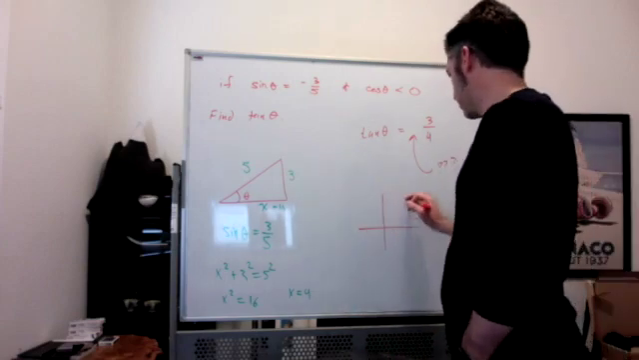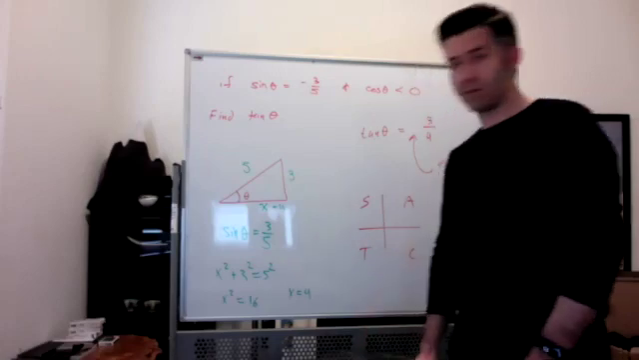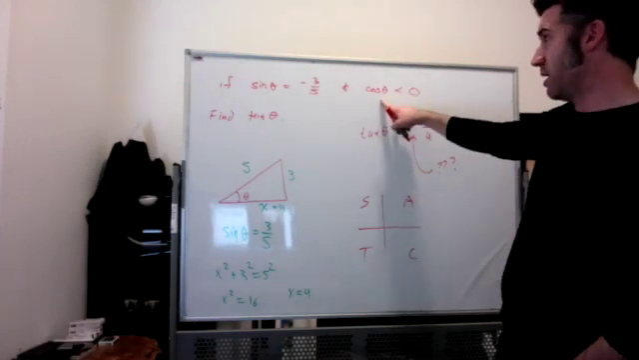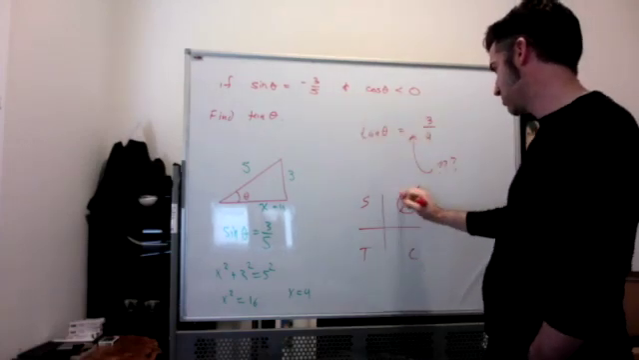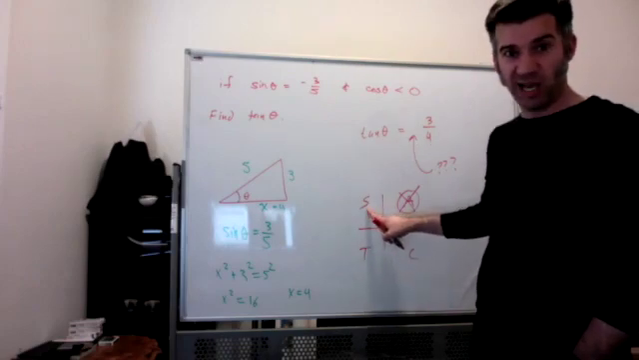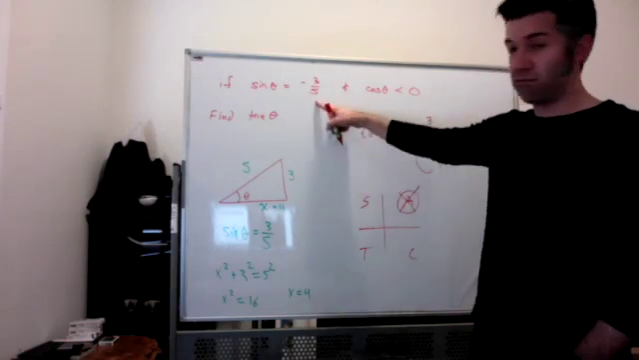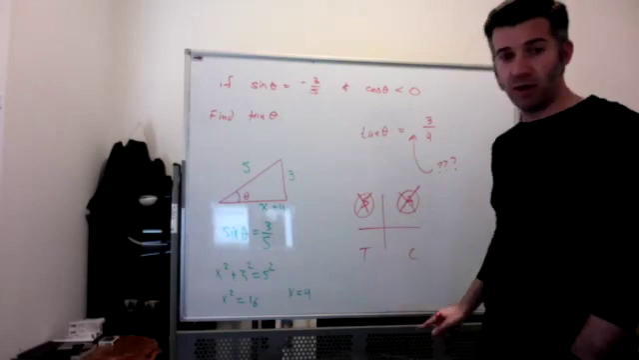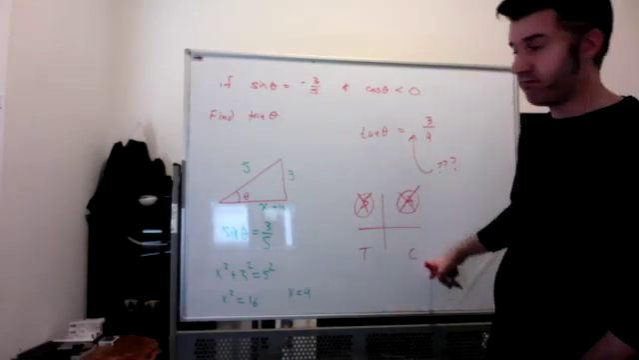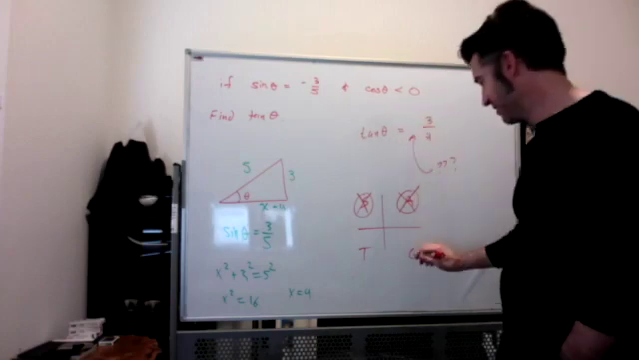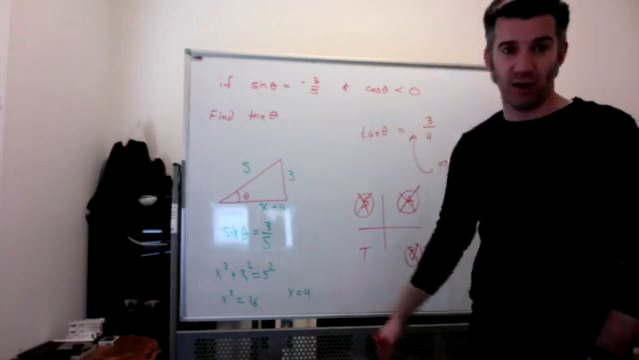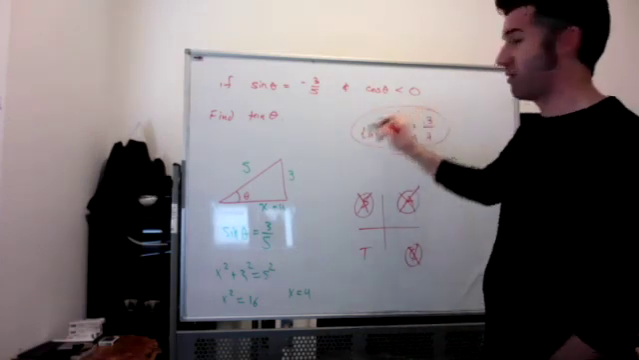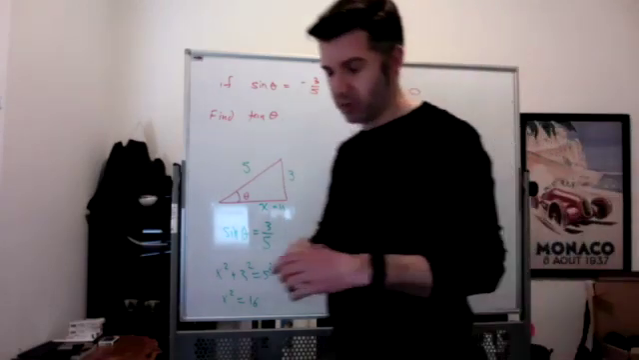So let me ask you guys. They can't all be positive because cosine is negative and sine is negative. So this is out. Could we be in quadrant 2 where sine is positive? No. Could we be in quadrant 4 where cosine is positive? No. So by process of elimination, we have to be in quadrant 3 where tangent is positive. So tangent is positive, which means tangent of theta is positive 3/4.